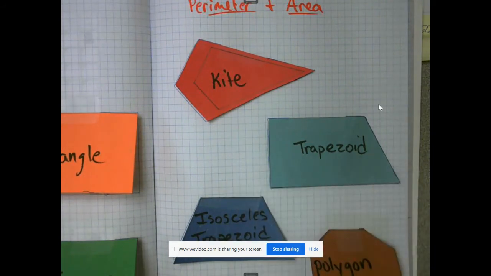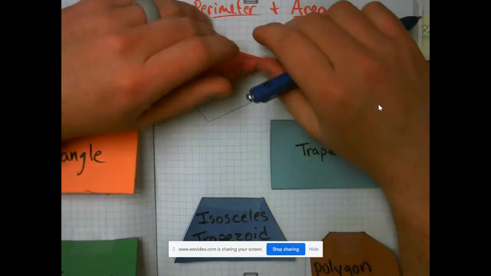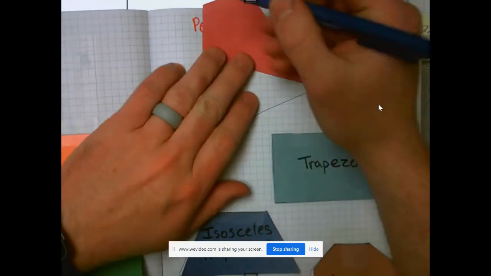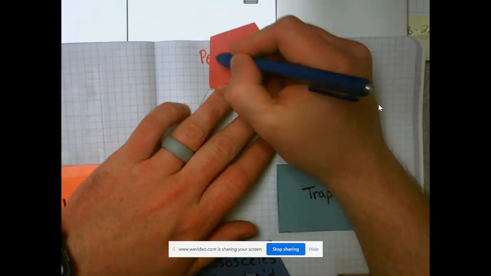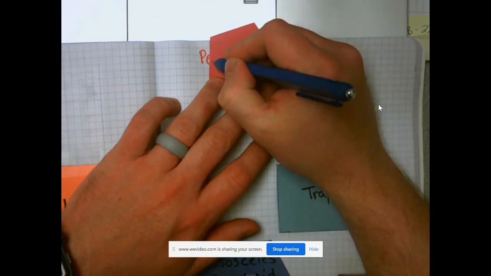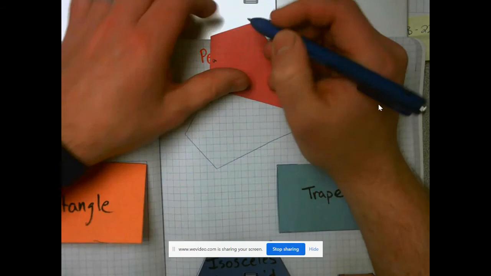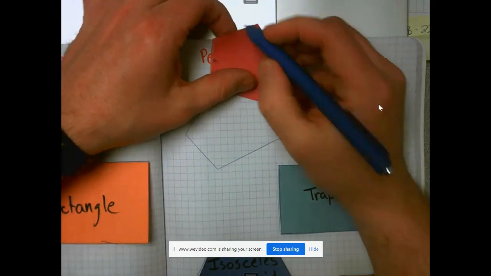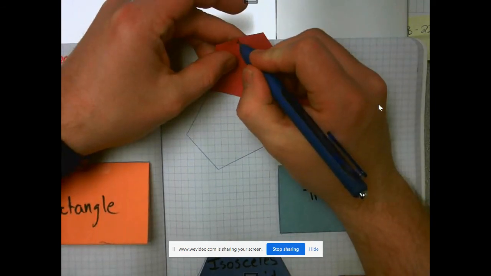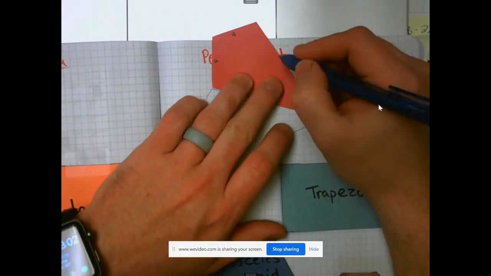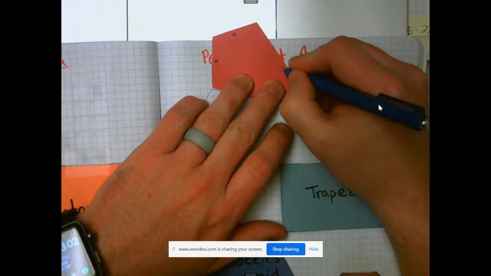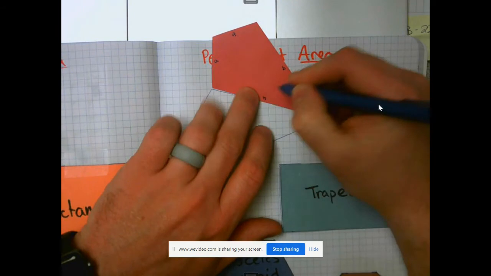So we're going to look here at kite. This is on page 99. And if we look here, the kite is similar to the rhombus. Okay, we have two sides that will be the same. So this side we'll label A, and this side is A. And then we have this side, which we can label B, and this side will be B.